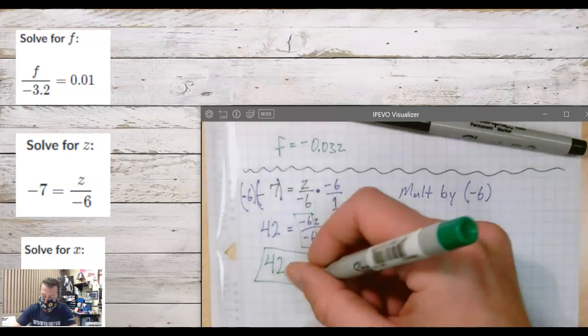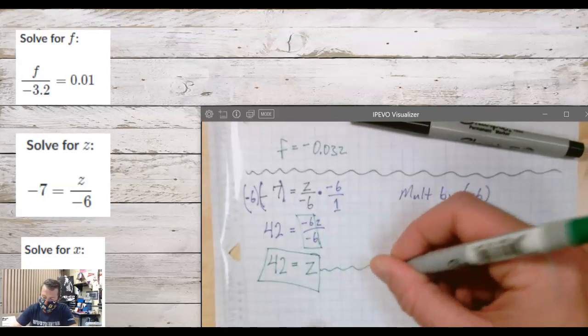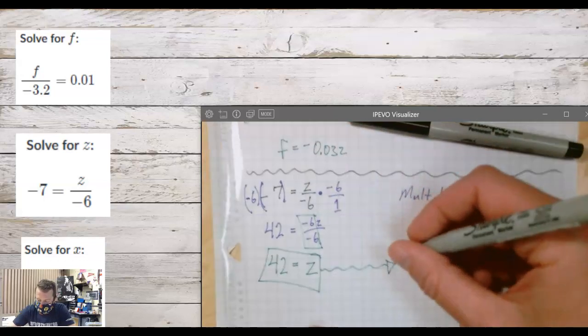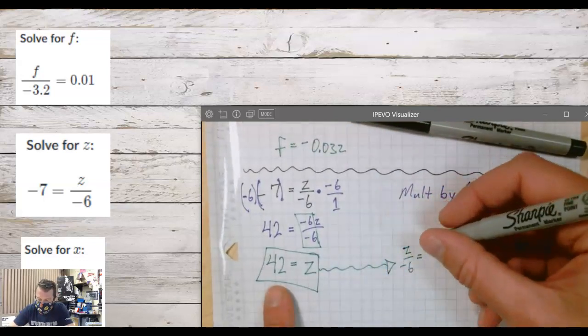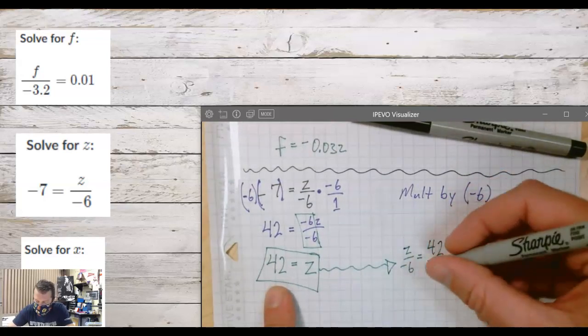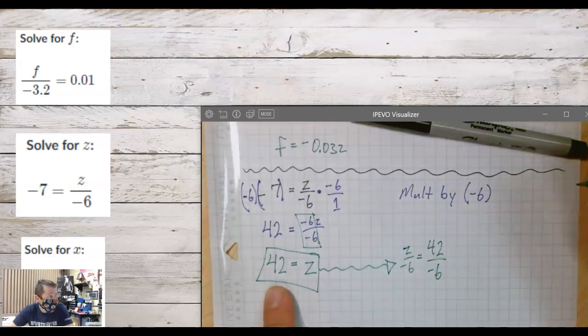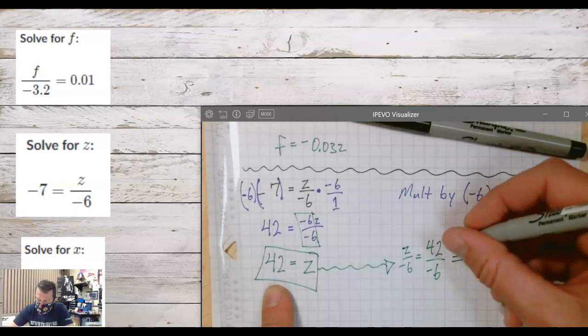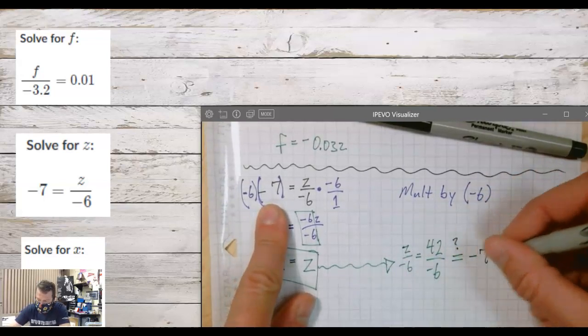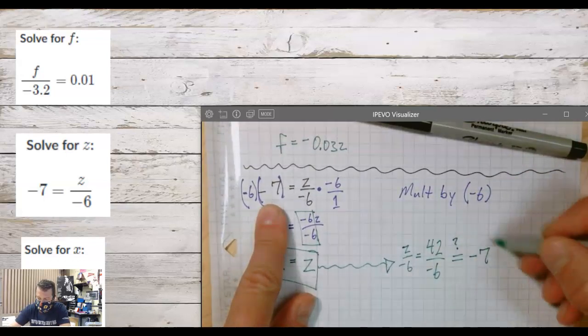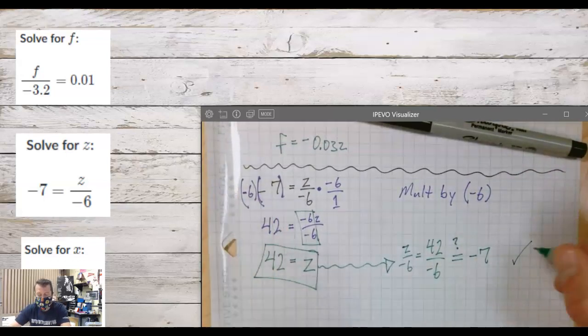As always, if we wanted to check it, we could set up the original problem, z divided by -6, except now if z is 42, we can do 42 divided by -6, and we would ask ourselves, does that equal what they told us it equals, -7? This math should work out to check and verify that z was a positive 42.